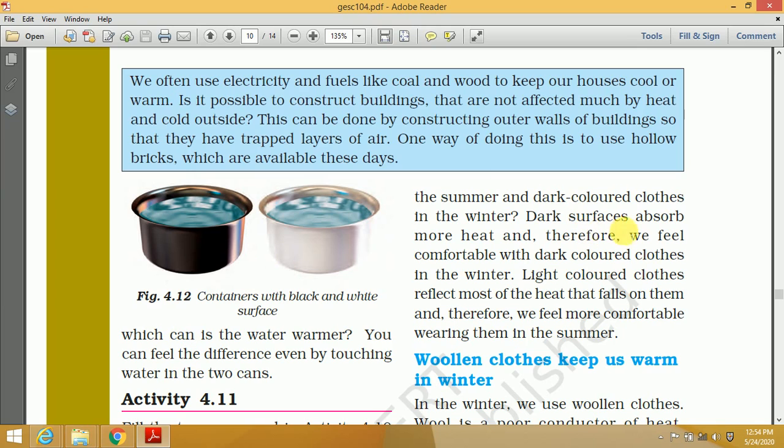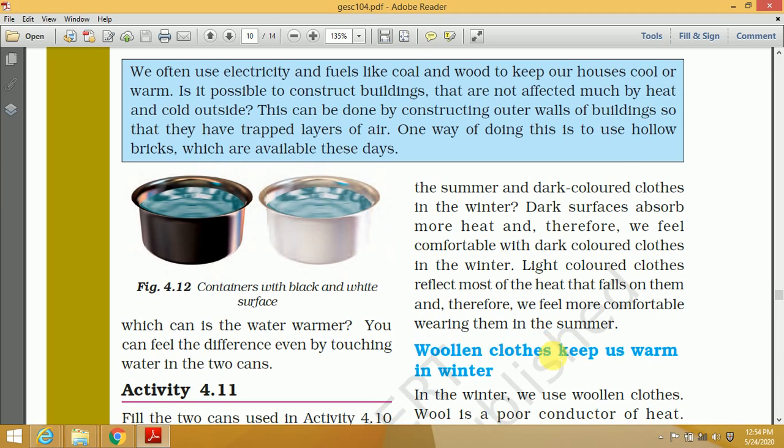So dark surfaces absorb more heat and therefore we feel comfortable with the dark colored clothes in winter. Light colored clothes reflect most of the heat that falls on them, and therefore we feel more comfortable wearing them in the summer.